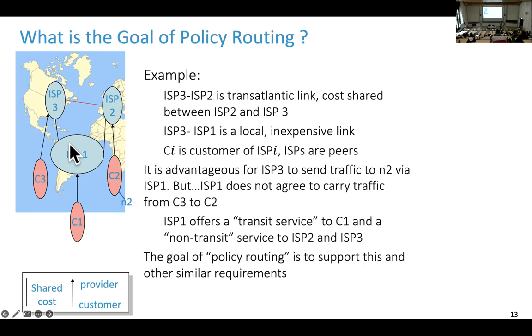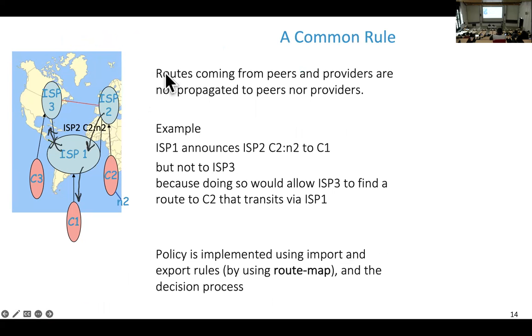However, if you think about it, ISP1 does not want such a thing to happen. It's not beneficial for ISP1 because resources inside ISP1 are being used to serve customers of other service providers. If C3 sends some traffic through ISP1, customers of ISP1 do not gain any advantage. ISP1 is just doing work for others. So ISP1 would like to refuse and prevent such things from happening, and that's what we could obtain from policy routing.